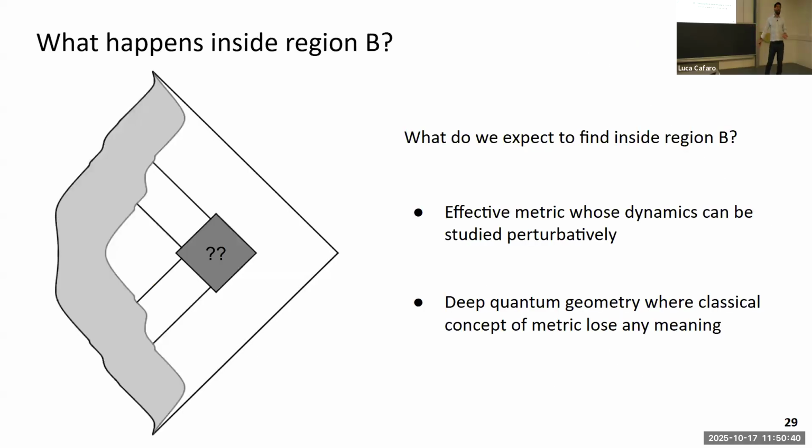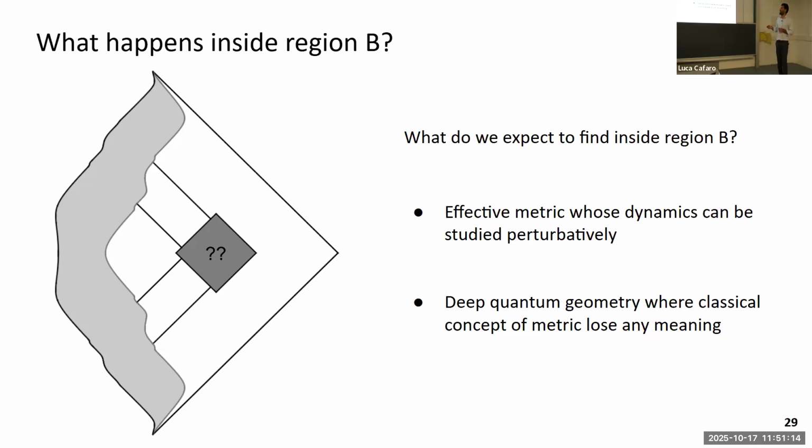Now, can we say something more about the physics inside the region B? Do we expect it to be able to give an effective metric and so describe perturbatively the physics inside this region? Or do we think that this quantum transition is completely non-perturbative and the concept of classical metric itself doesn't make sense anymore there? Well, initially, the black to white hole transition started assuming that this transition was a sort of tunneling of geometries. And so this would point toward it being non-perturbative.